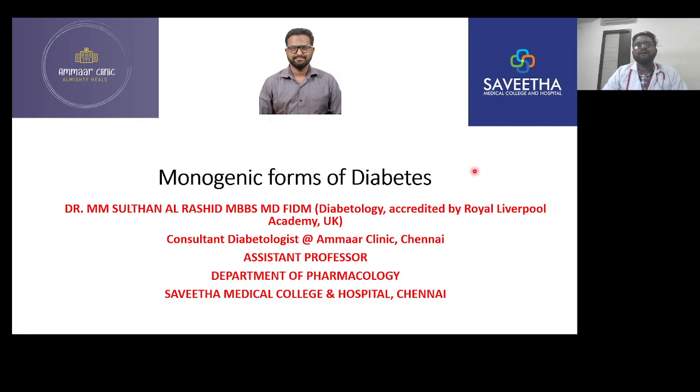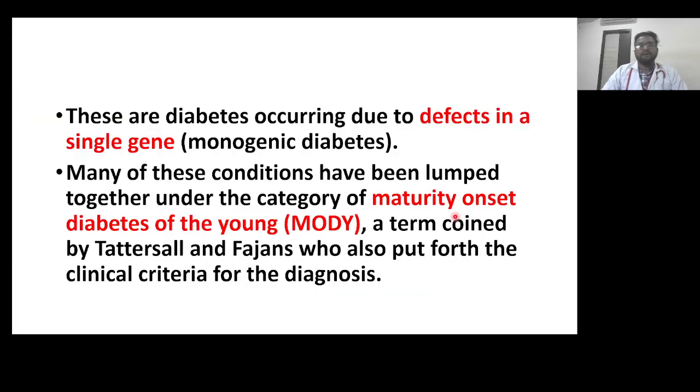Hope you're doing good. Today, I'm going to talk about one of the important topics, that is monogenic forms of diabetes. Let's go into the topic. These are diabetes occurring due to defects in a single gene. That's why it is called monogenic diabetes.